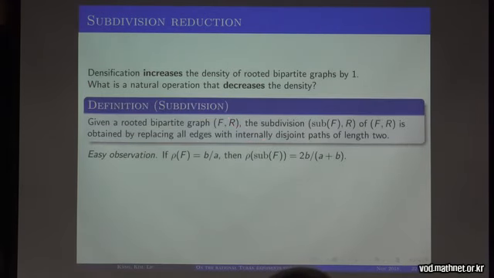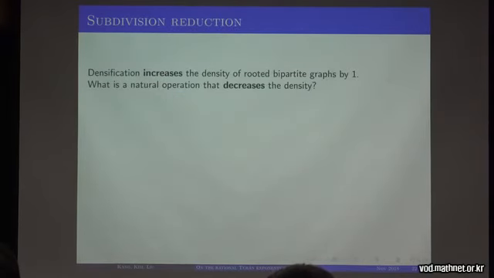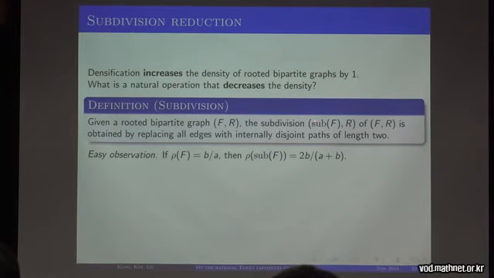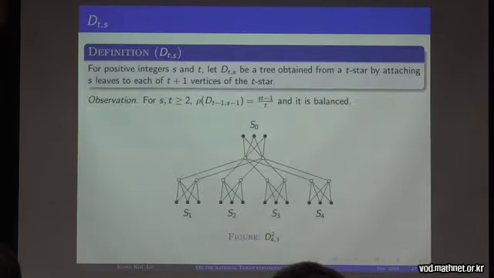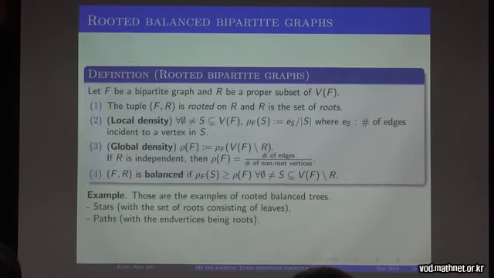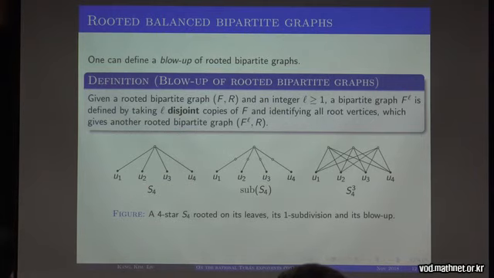And one of the natural candidates is the subdivision of rotated bipartite graph. So here the subdivision is obtained by replacing all edges with internally disjoint paths of length 2, and they have the same set of root vertices. So look at this figure. Given any 4 star, its subdivision replaces all edges by a path of length 2, but they have the same set of root vertices. So this is the subdivision of S4.